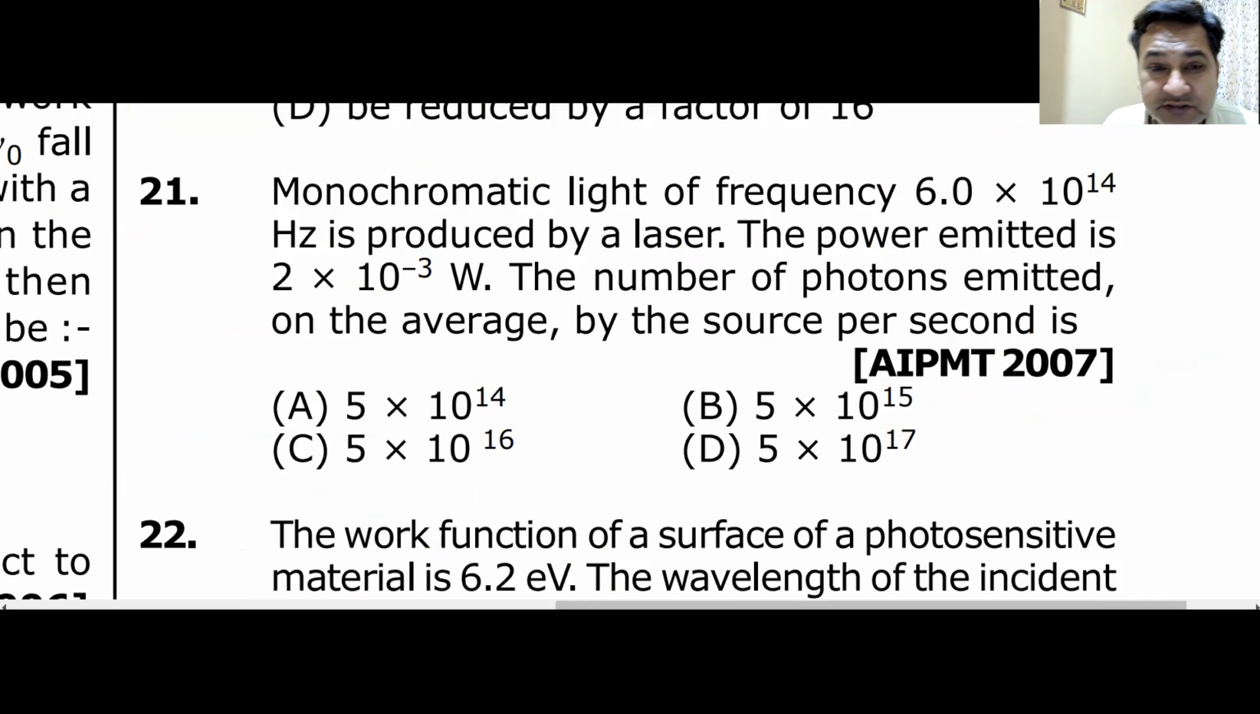Why was it taking so long? It should not take this long. It is simple multiplication and division. You can't take so much time to solve this.